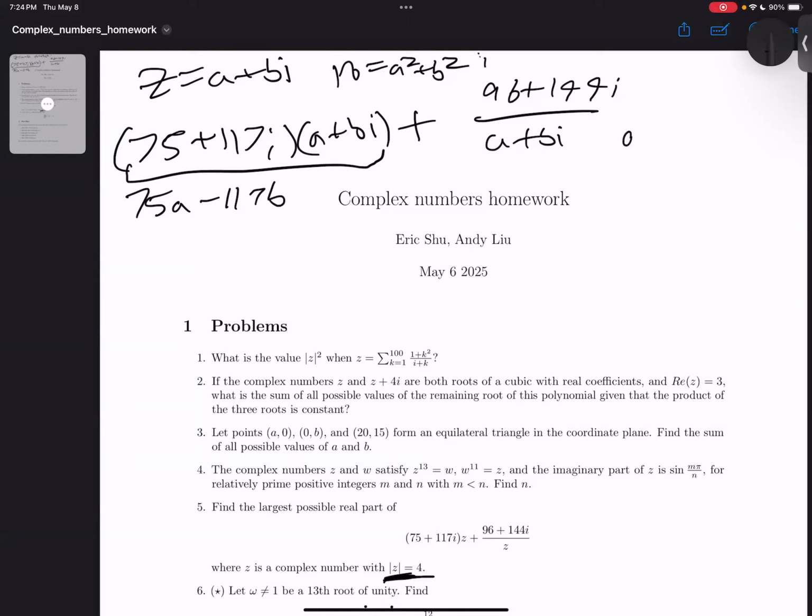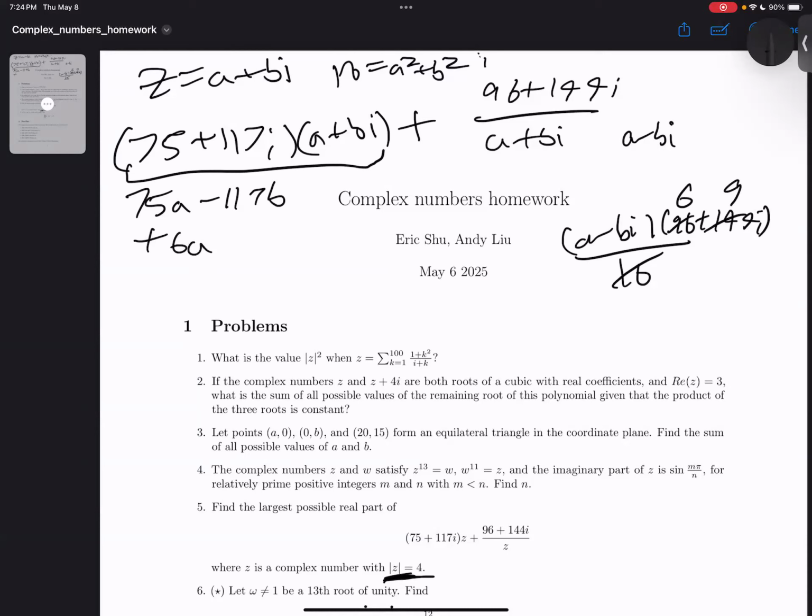And for this part, we can multiply by a minus bi to get 16 over a minus bi. 96 plus 144i, and this just becomes 6, this becomes 9, and we have plus 6a plus 9b. So what we really have at the end is 83a minus 108b. I want to find the maximum value of this given a squared plus b squared equals 16.